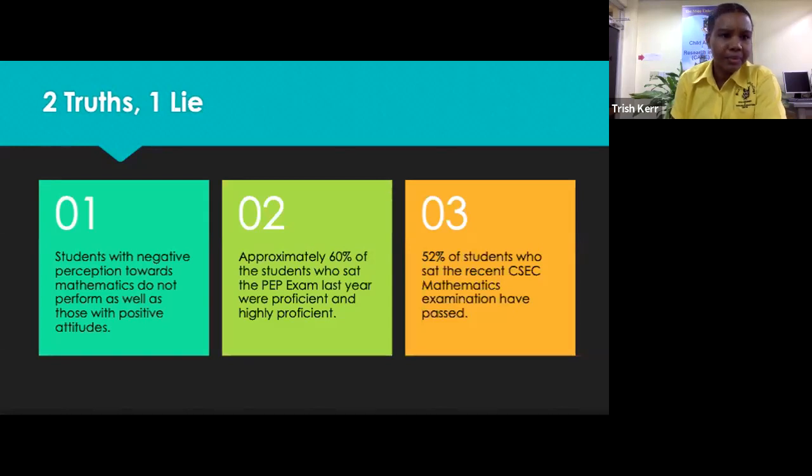Which one of those do you think is the lie? And which 2 are the truths? You could raise your hand, or somebody could unmute themselves just to share the one that you think is the lie. Which one do you think? Or you can type in the chat.